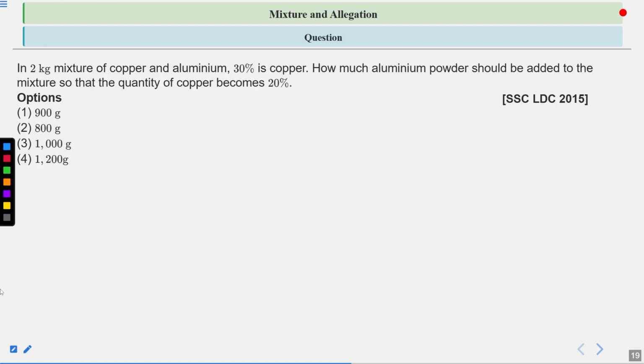In a 2 kg mixture of copper and aluminium, 30% is copper. How much aluminium powder should be added to the mixture so that the quantity of copper becomes 20%? And this question was asked in the SSC LDC exam in 2015. So there are four options. First one is 900 gram, second is 800 gram, third one is 1000 gram, and fourth one is 1200 gram. Now you have 10 seconds to analyze the question. Your time starts now.